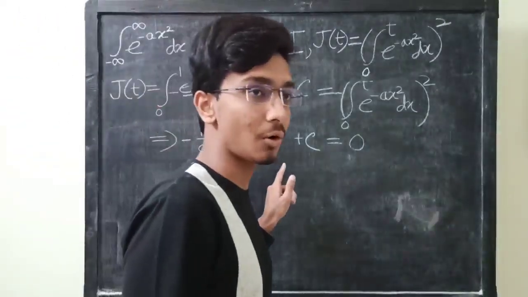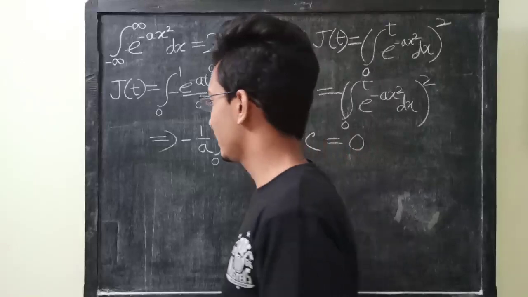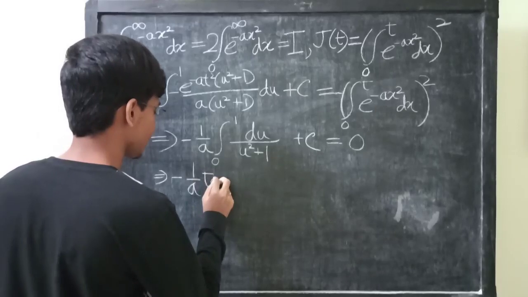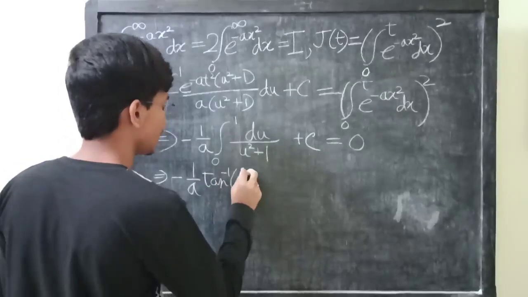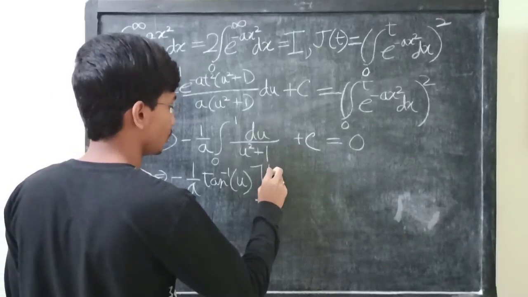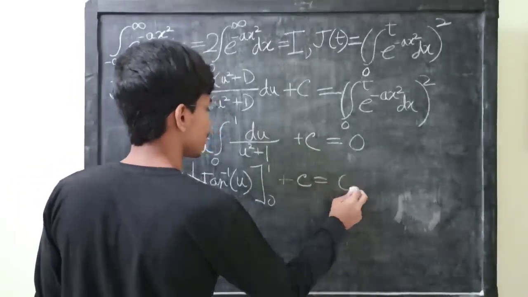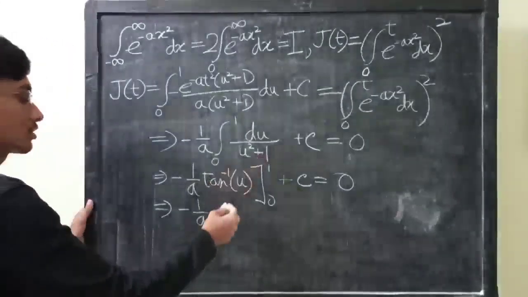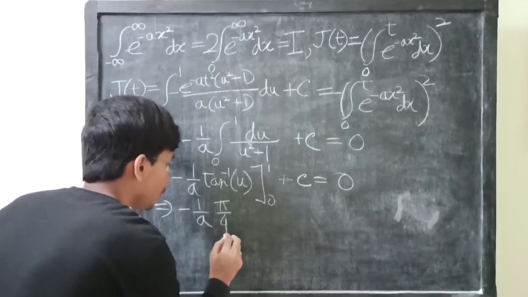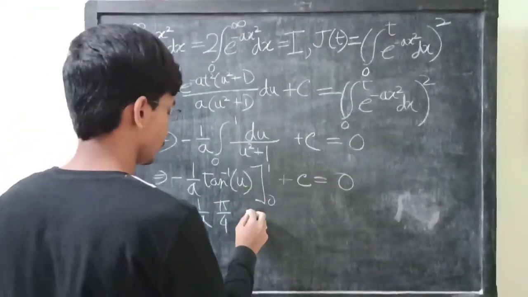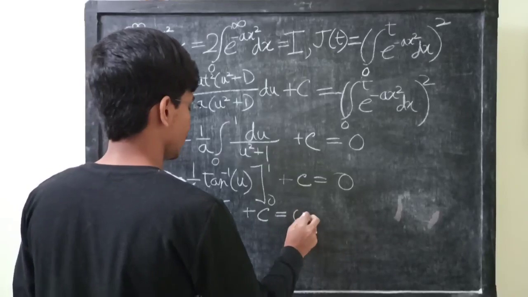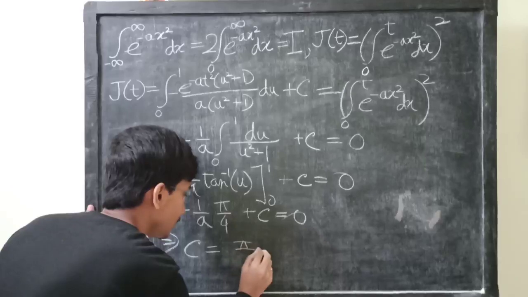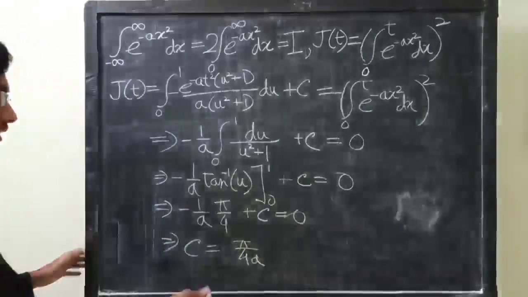This is just tan inverse or arctan. So it implies 1 minus 1 over a times tan inverse u, because u is the variable here, and the limits are from 0 to 1, plus c equals to 0. Now this is nothing but minus 1 over a. Tan inverse 1 is just pi over 4, so pi over 4. Tan inverse 0 is just 0, so not writing that. We have this. So this means c is nothing but pi over 4a, and that's done.